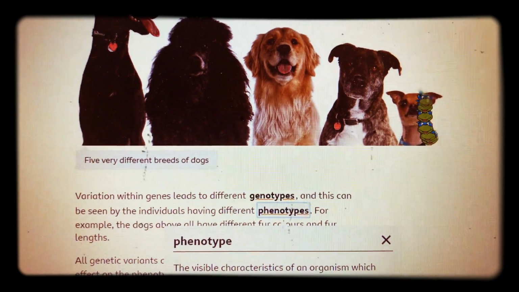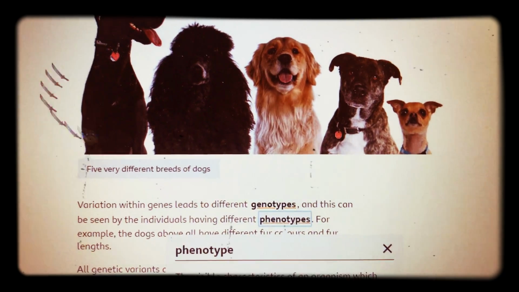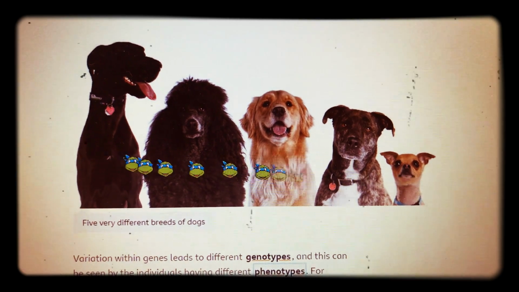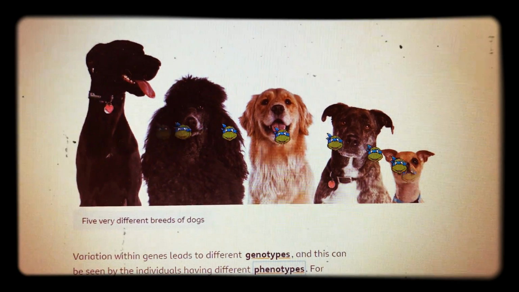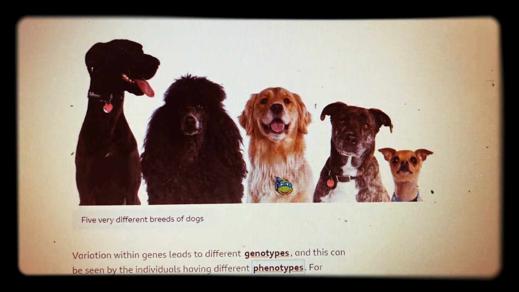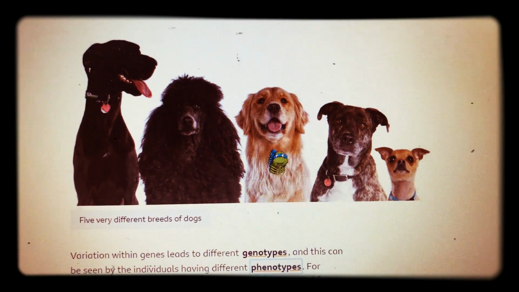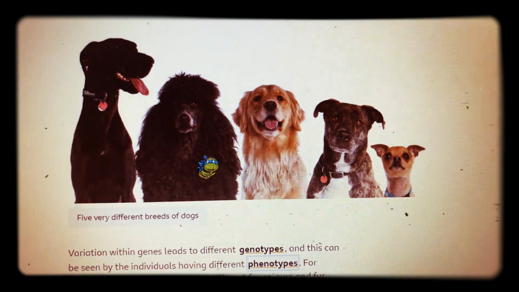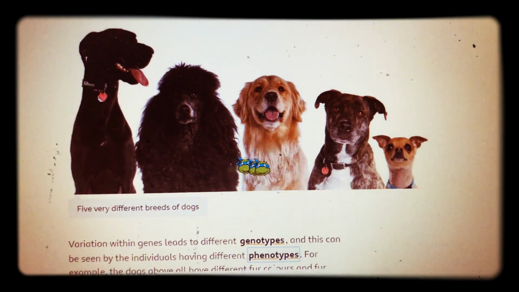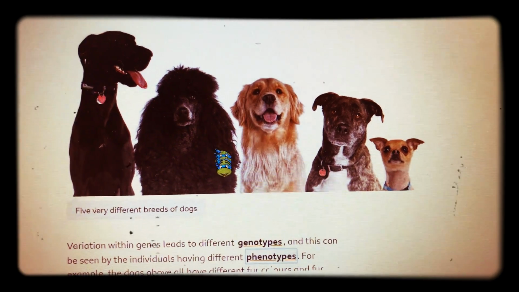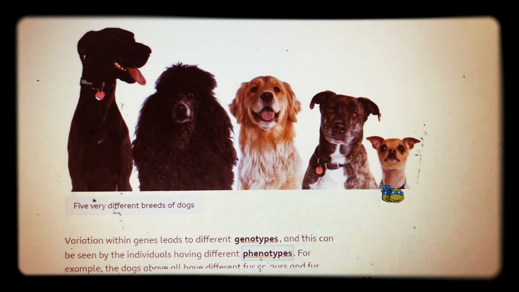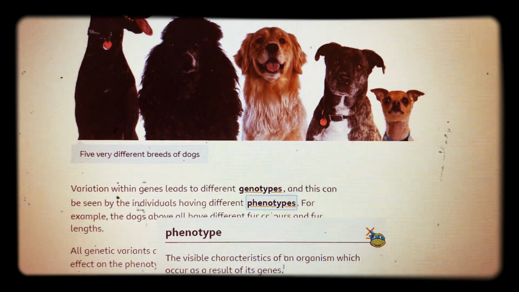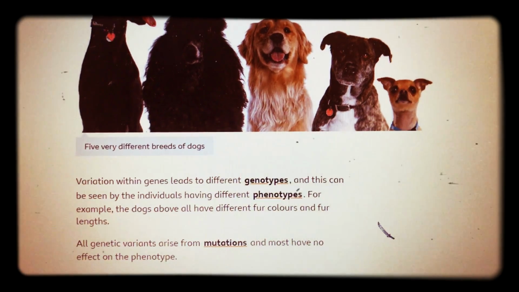So we see a very short dog on the right hand side here. We see a very tall dog on the left hand side here. So the phenotype for these 2 dogs is short and tall. We see that this dog in the middle has golden fur. This dog next to it has black fur and it's curly. So the phenotypes would be black curly fur, golden straight fur. The phenotype is the visible characteristic of an organism which occurs as a result of its genes.